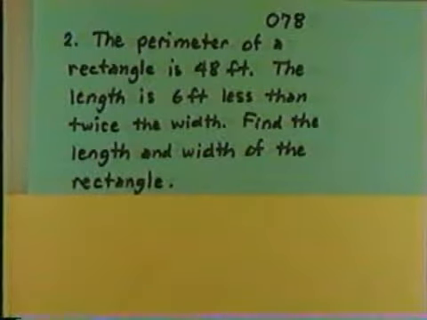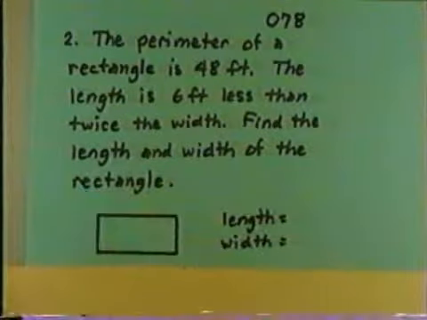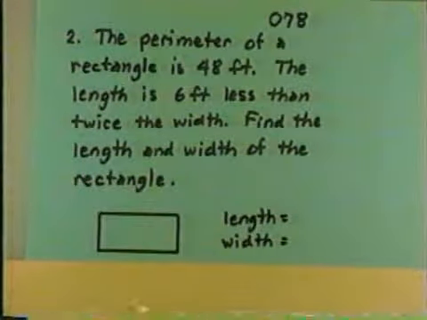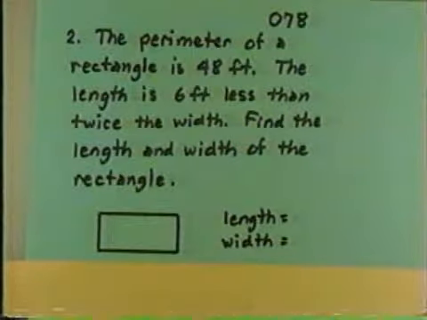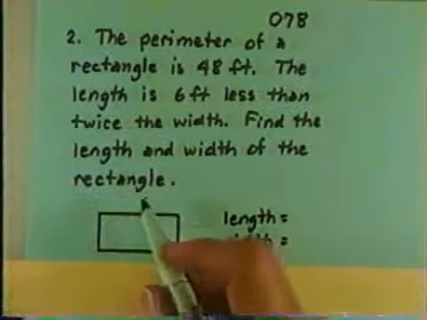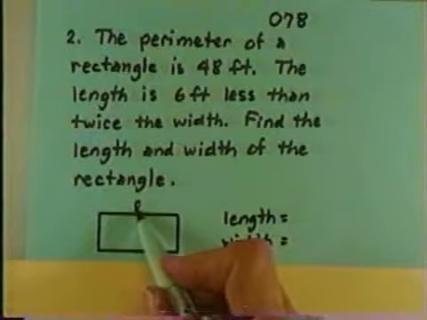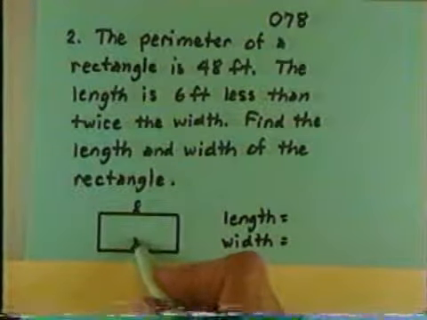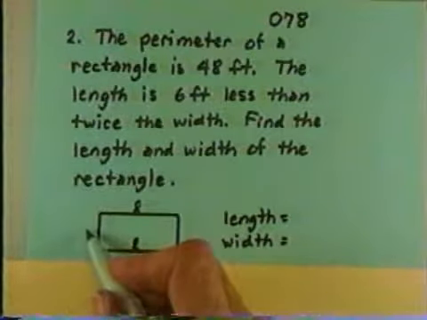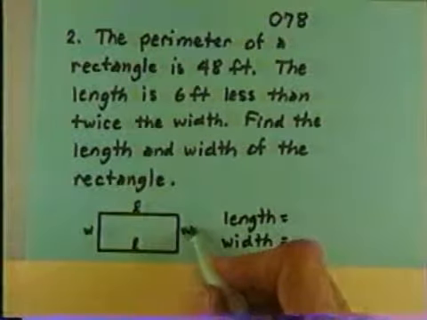Once again, the perimeter of a rectangle is 48 feet. The length is 6 feet less than twice the width. Find the length and width of the rectangle. A rectangle now, we'll draw a picture of it, and we remember that in the rectangle we have 4 sides. The length is the longer side. Let me put an L here for length and an L for this length. The width is the shorter side, W for this one, W for this one.